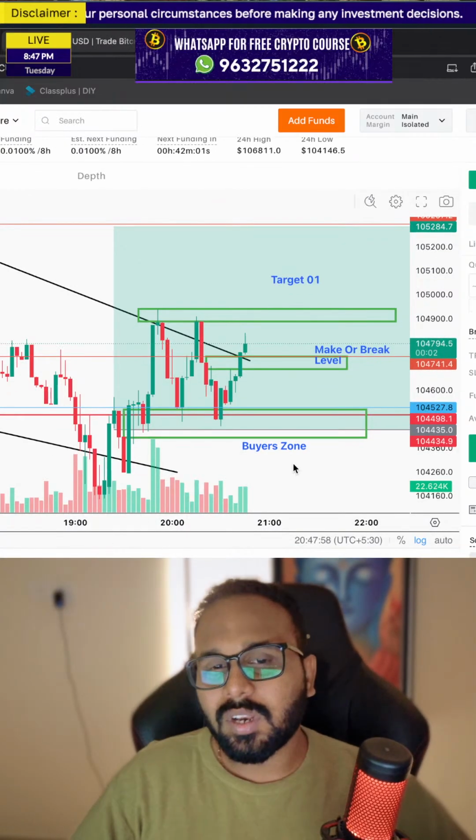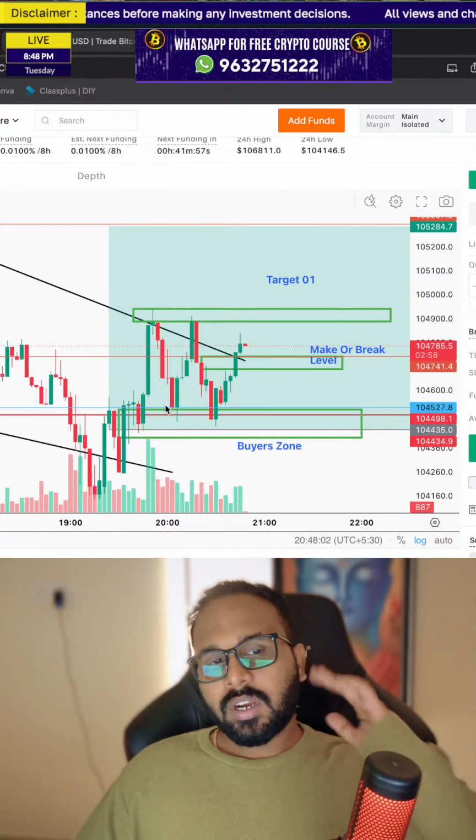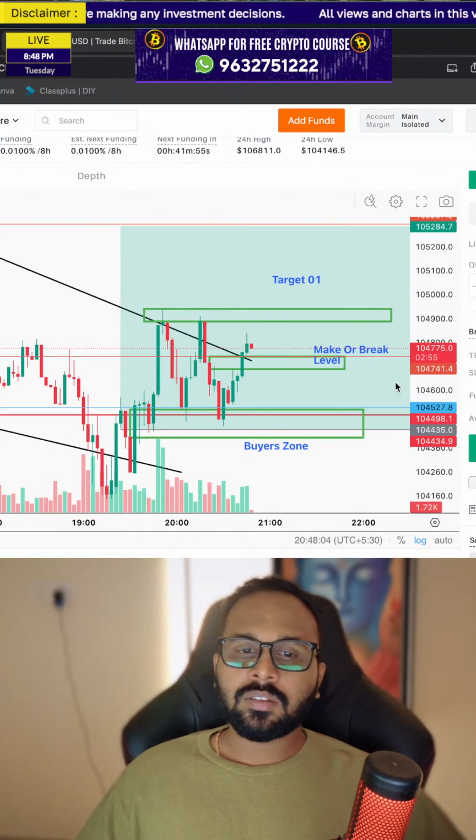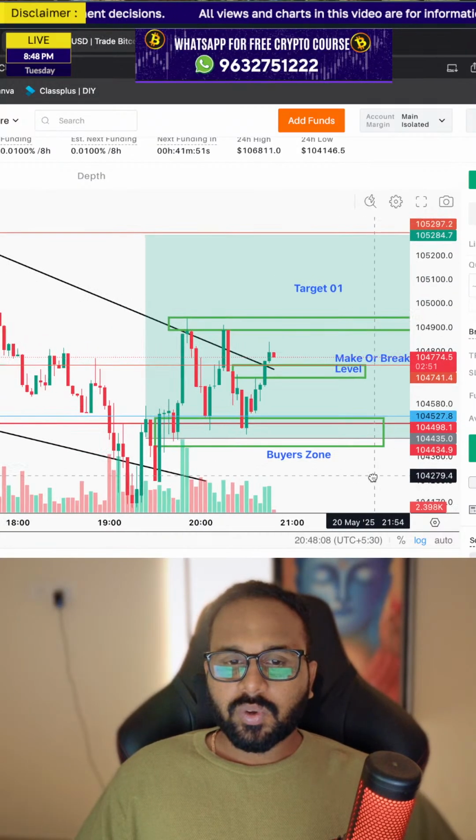Whoever was watching the live stream in portrait mode, come to landscape. That is where you can see my entry, exit, all those things. Or else you can see only half the details.